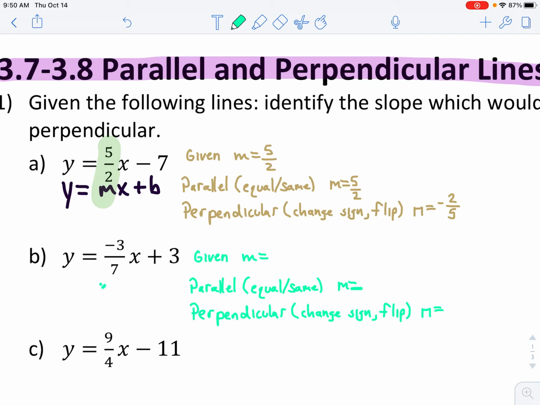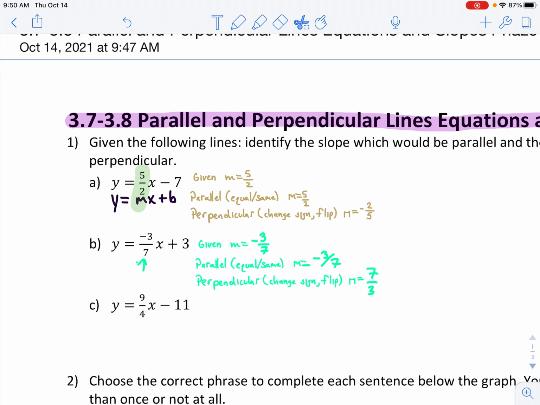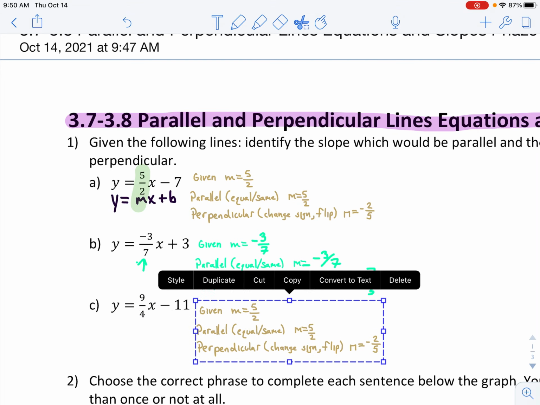the given slope right there, -3 over 7. That means the parallel slope equal or the same, so it's going to be -3 over 7. And then the perpendicular slope, now it's going to be positive 7 over 3. You don't really need to write positive. You technically should just write 7 over 3 because it's implied that it's positive. Nice.